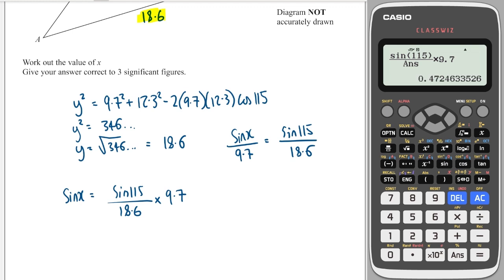That gives me 0.47. So I'll write that down just so the examiner knows that I know what I'm doing. 0.47. And then to work out x, I would need to do sine to the minus 1 of that value. So I just go shift sine of my previous answer equals 28.2, which is to three significant figures.